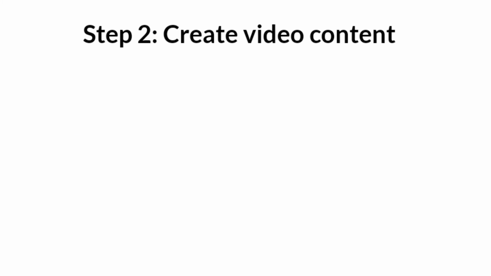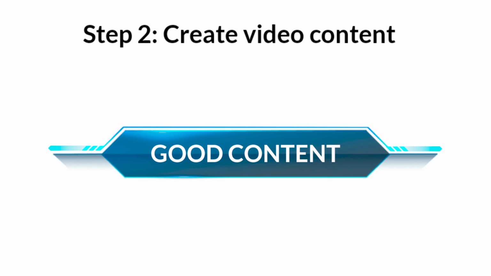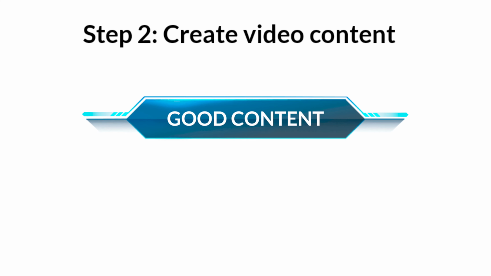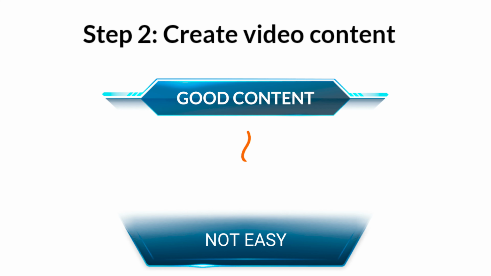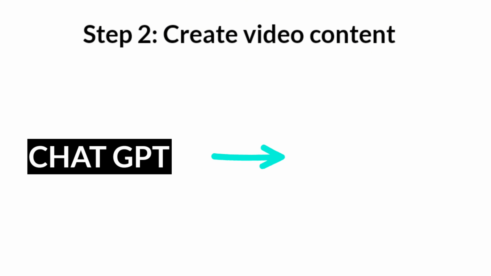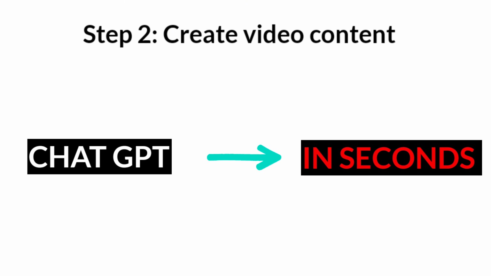Step 2. Create video content. Once you have a topic, you need to create quality content. Creating content used to be difficult, but now there's an easier way. ChatGPT can help you generate high-quality video content in seconds.